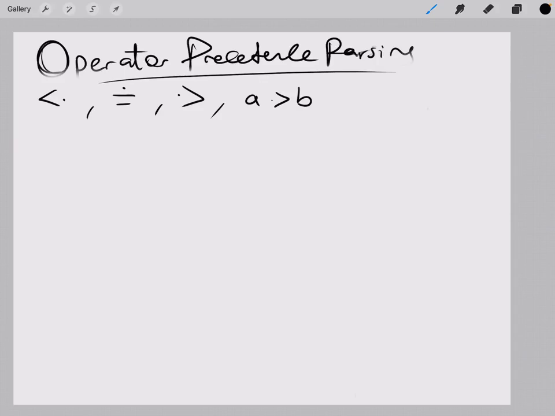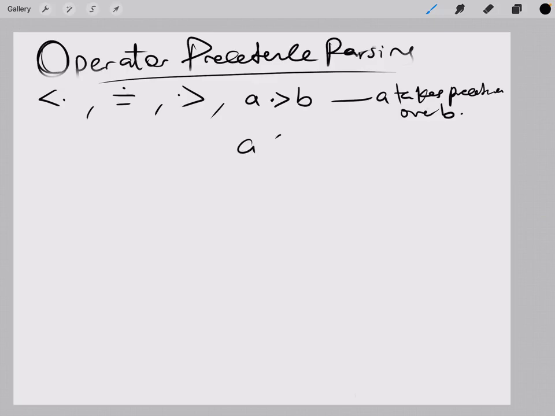What is going on here? We have this a greater than b. That's what it looks like, but it's not. You notice the dot here. So what does this say? This says a takes precedence over b.